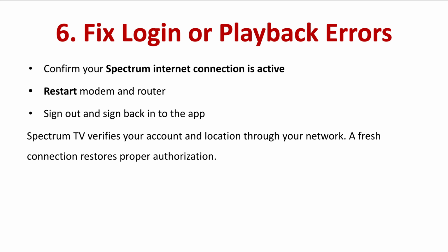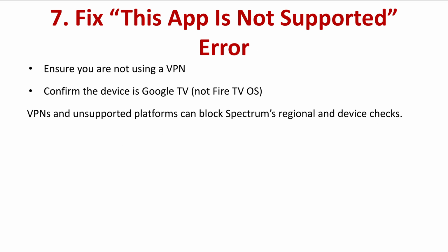Sixth step is fix login or playback errors. Confirm your Spectrum internet connection is active. Restart modem and router. Sign out and sign back into the app. Spectrum TV verify your account and location through your network. A fresh connection restore proper authorization.